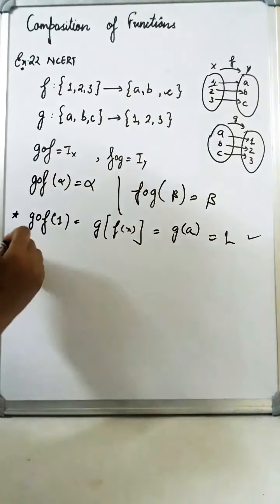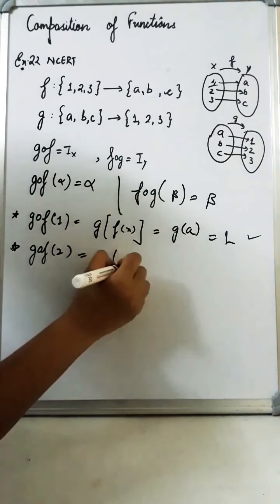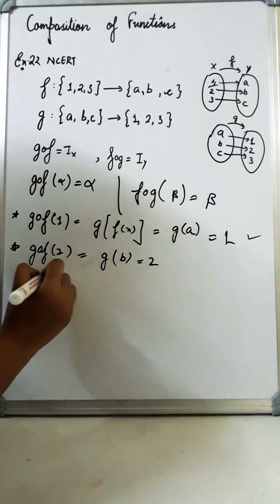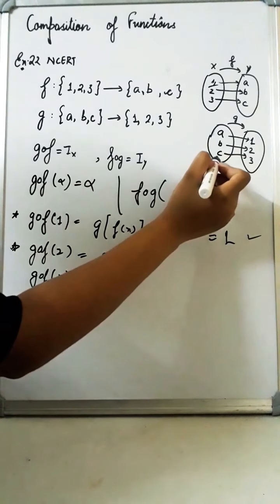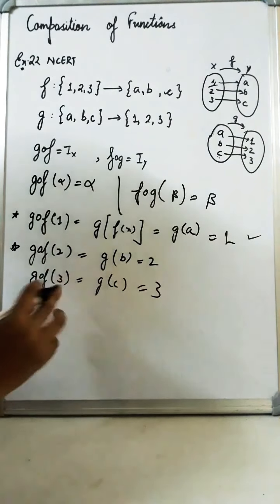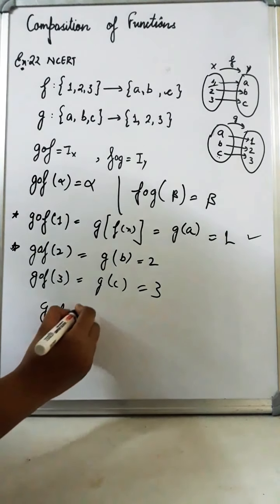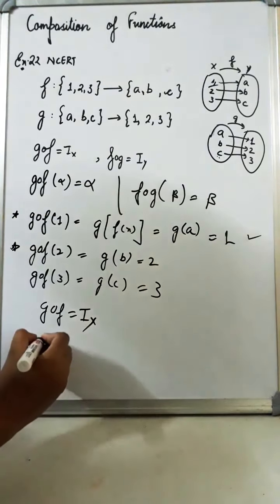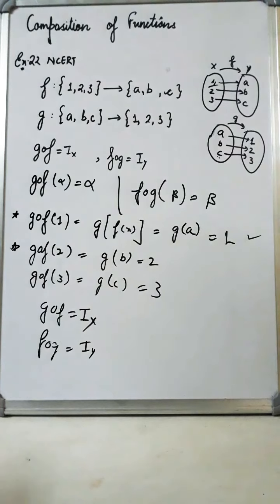Let us take it for 2 also. Similarly, g of f of 2 will give you g of b. What is g of b? It is 2. Similarly, g of f of 3 is g of c. What is g of c? g of c is 3. So what did you find? g of alpha is alpha only. So what did you get? g of f is your identity function. Similarly, you can prove it for f of g also. You will get f of g is also an identity function. You can verify it on your own. So this was about identity function.